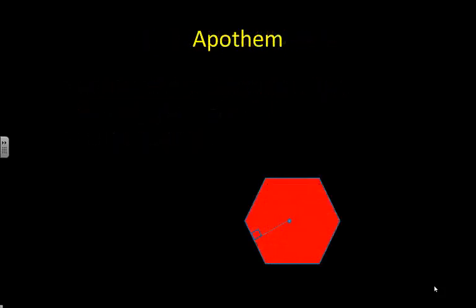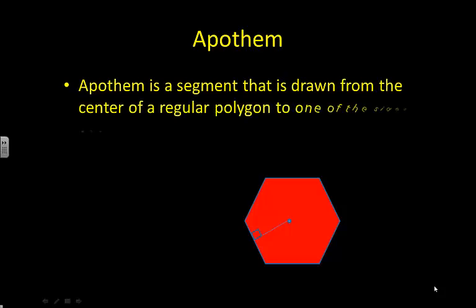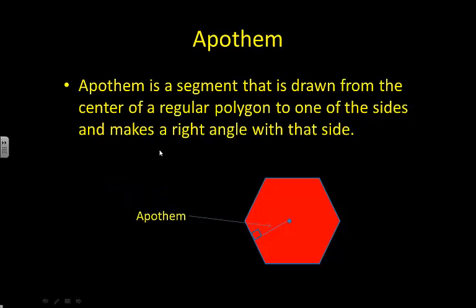what an apothem is. Now, an apothem is a segment that is drawn from the center of a regular polygon to one of the sides and makes a right angle with that side. So notice right here, that apothem going from the side to the middle of the circle, that's called the apothem. It forms a 90-degree angle.